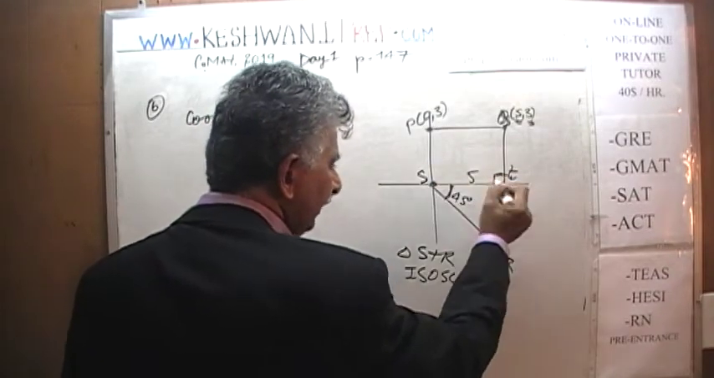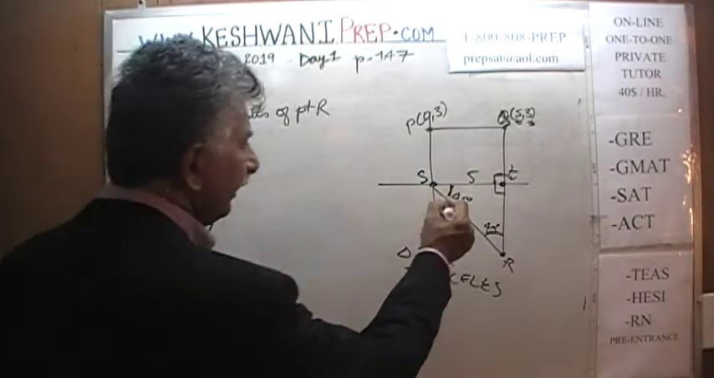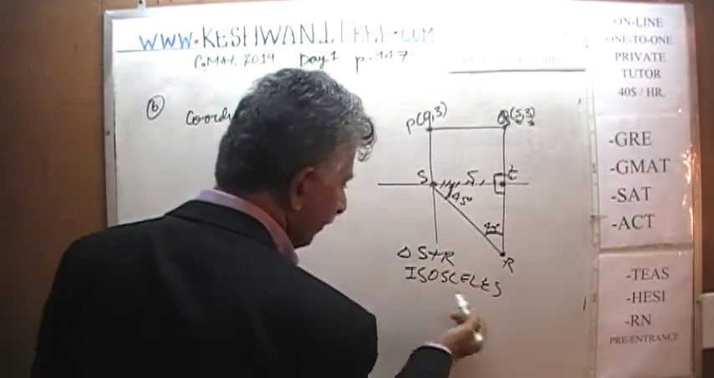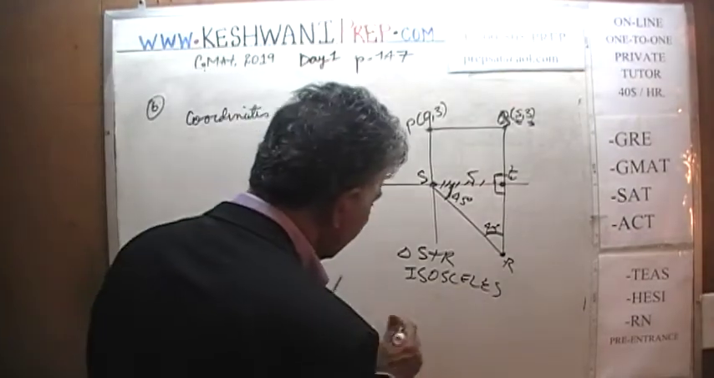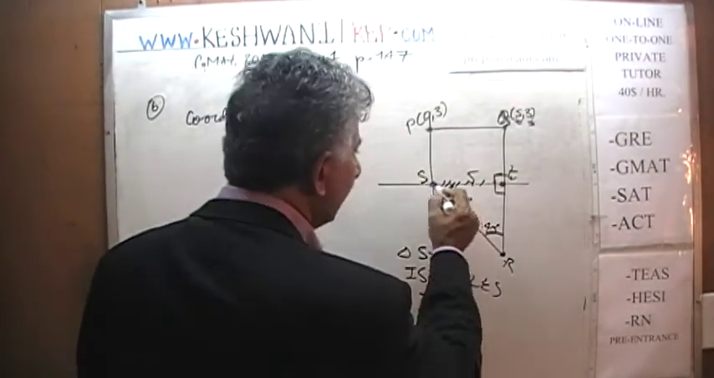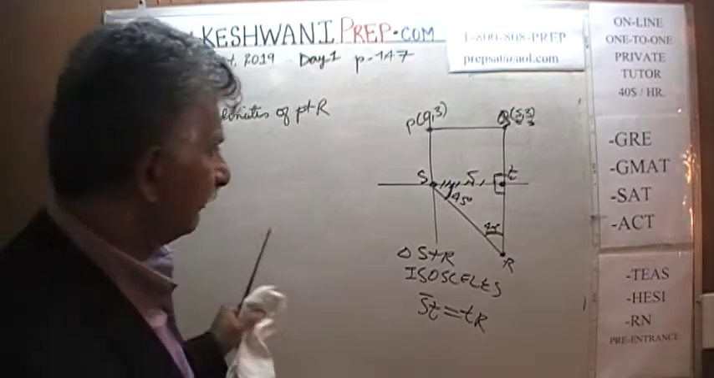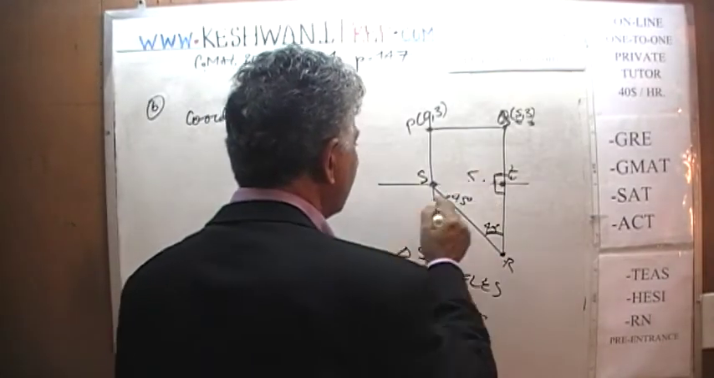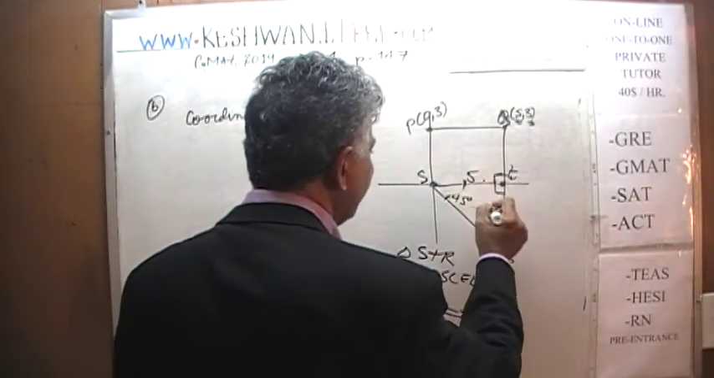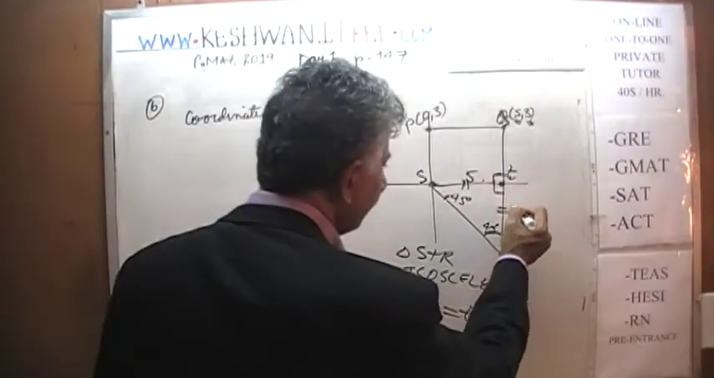Now if S to T is 5, then because it's isosceles, the distance from S to T has to equal the distance from T to R. Because it's isosceles, these two sides have to equal. This side has to equal that side. There you go, that's what it is. Which means this distance is also 5.